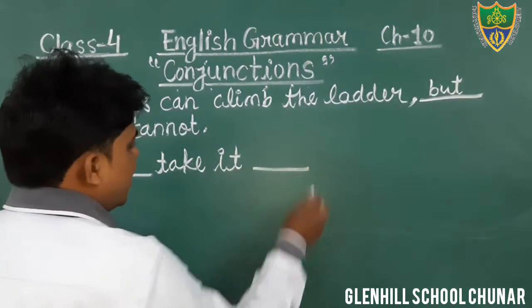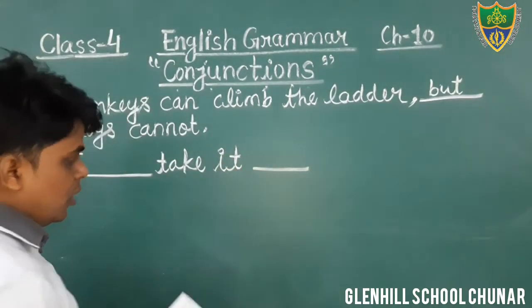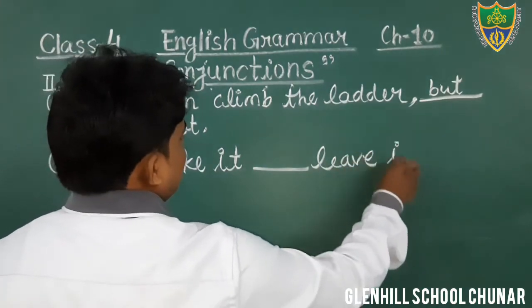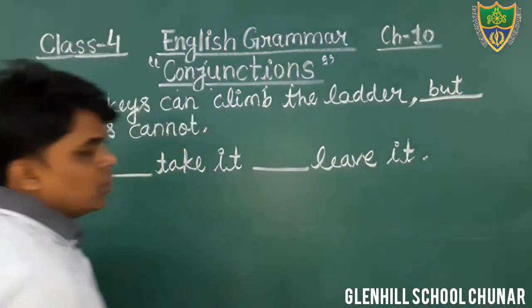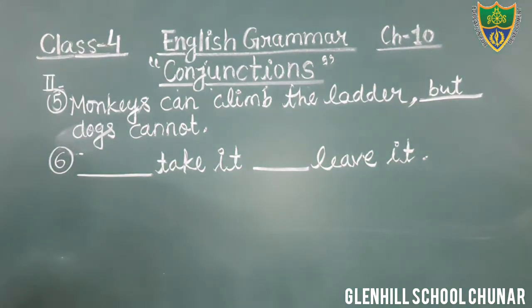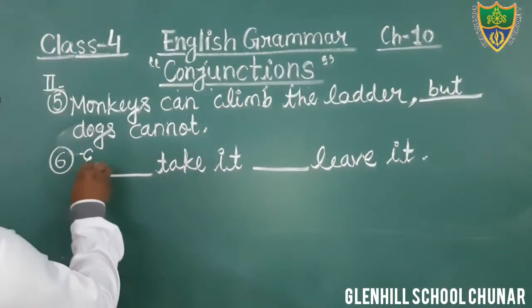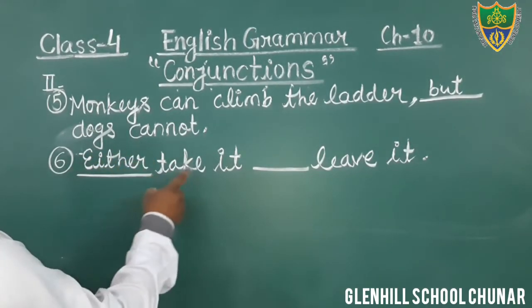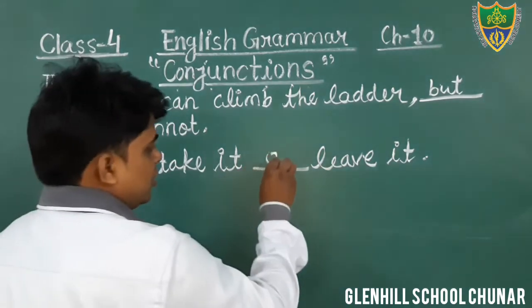There is again a blank. Leave it. Distance, you have to use the conjunction here. Correlative conjunction. Either. Distance, you will use the word either. Either take it or leave it.